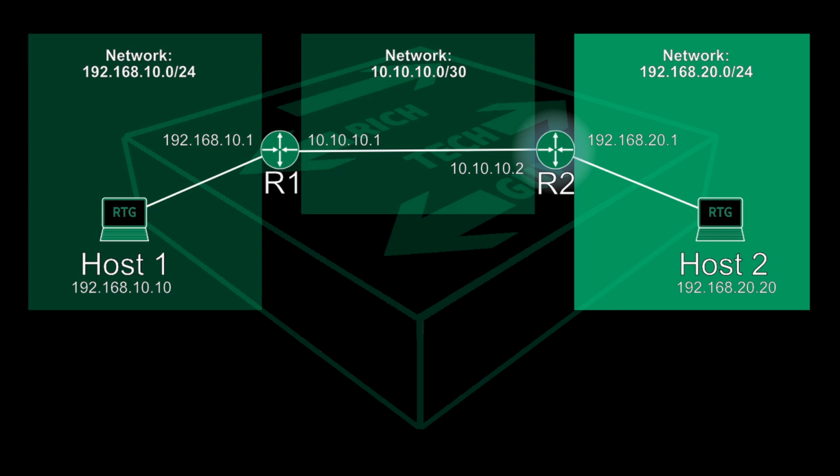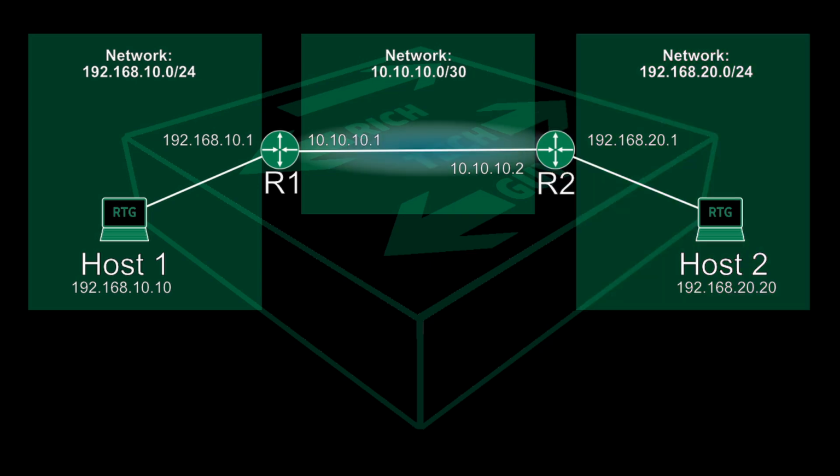Router 2 is the gateway router for the 192.168.20.0/24 network. Its IP address on that network is 192.168.20.1. Host 2 is on that network with the IP address of 192.168.20.20. It has its default gateway set to 192.168.20.1, the IP address of the router on that network.